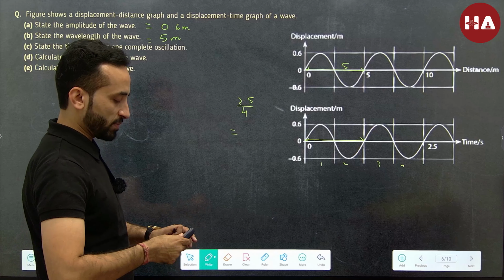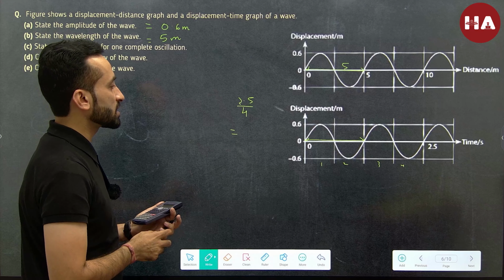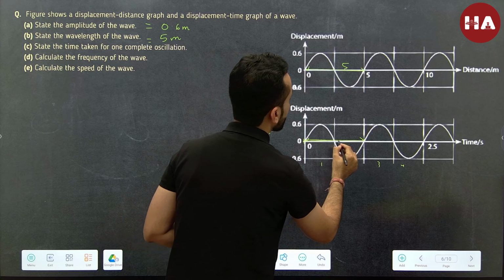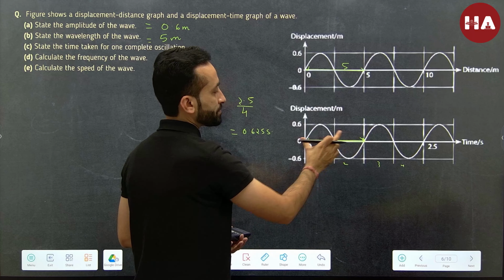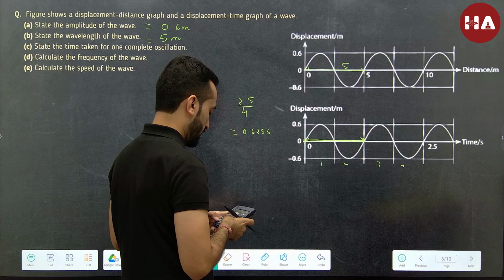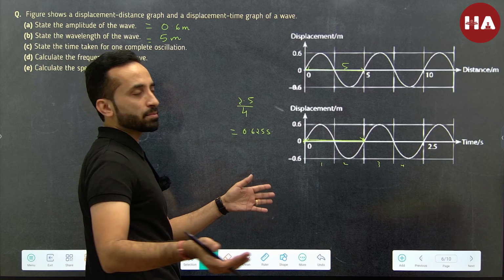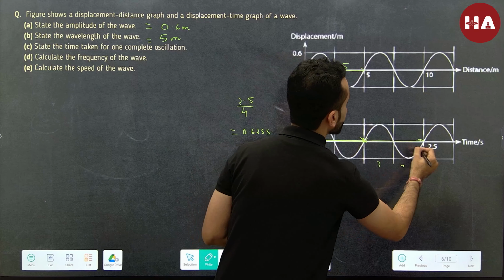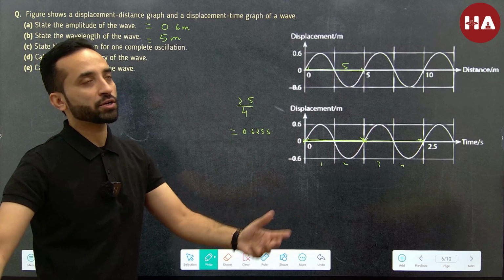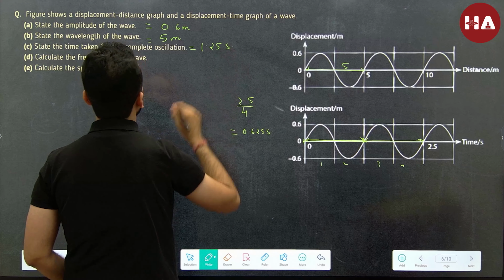Let's divide 2.5 by 4 by a calculator itself. 2.5 divided by 4 is 0.625. So one block is 0.625 seconds, right? So how much will be one time period? 2 blocks, so multiplied by 2, we get 1.25, right students? Or we can do it simply: there are 2 waves in 2.5 seconds, so one wave will be 1.25 seconds. Any which way you can do it. So the time taken for one complete oscillation is 1.25 seconds.